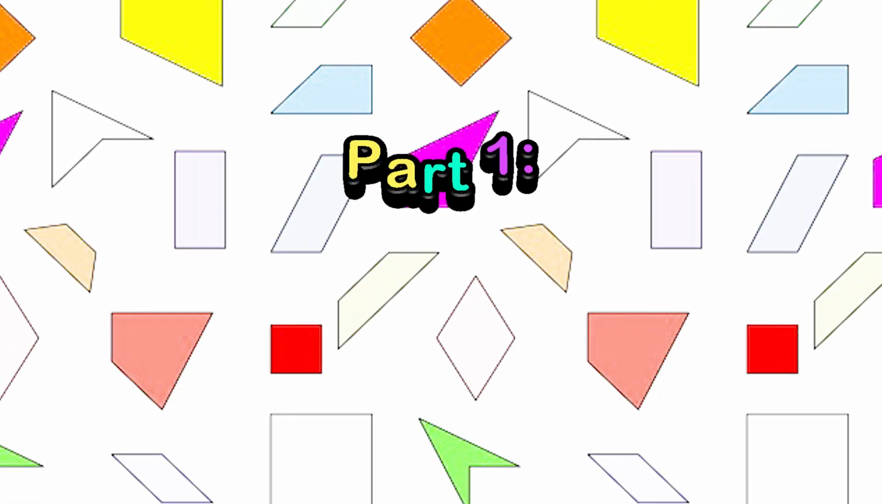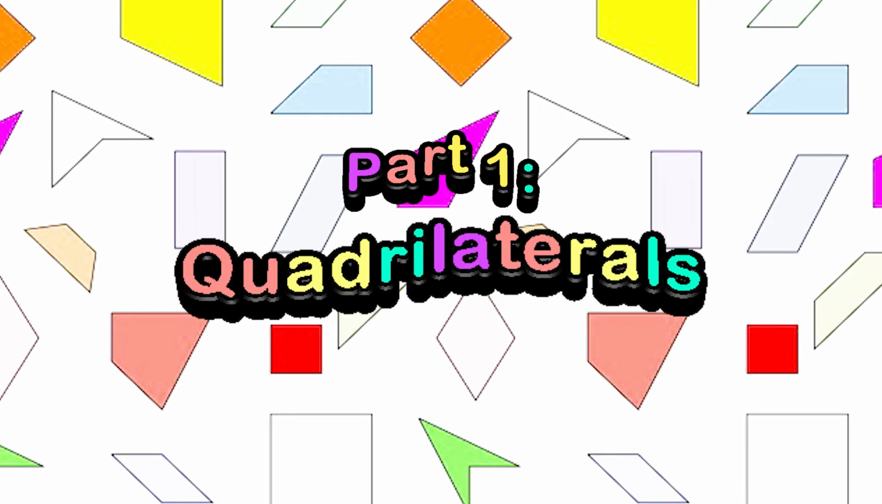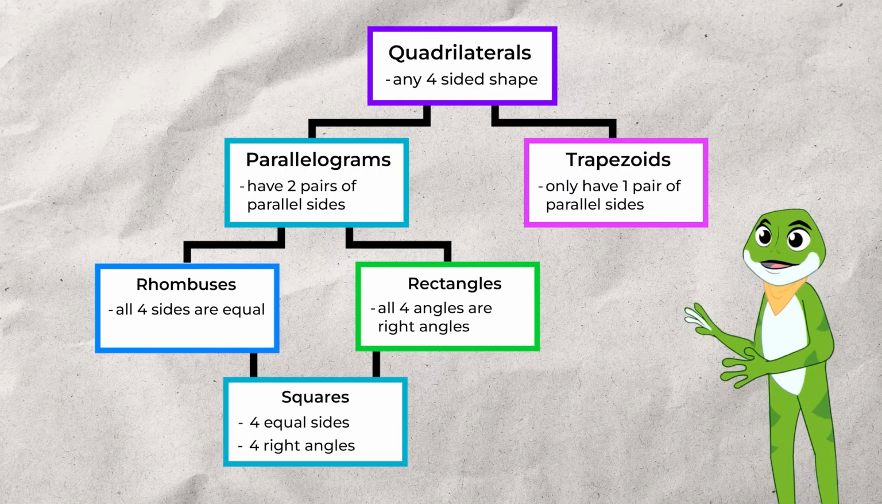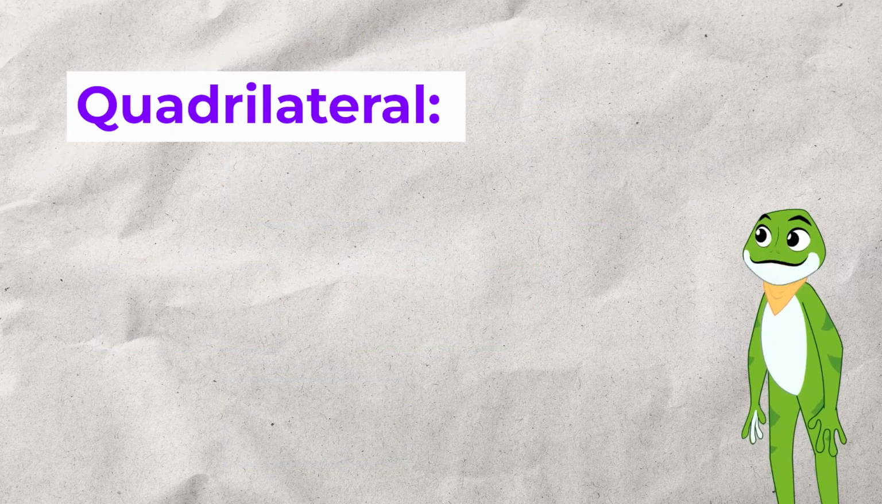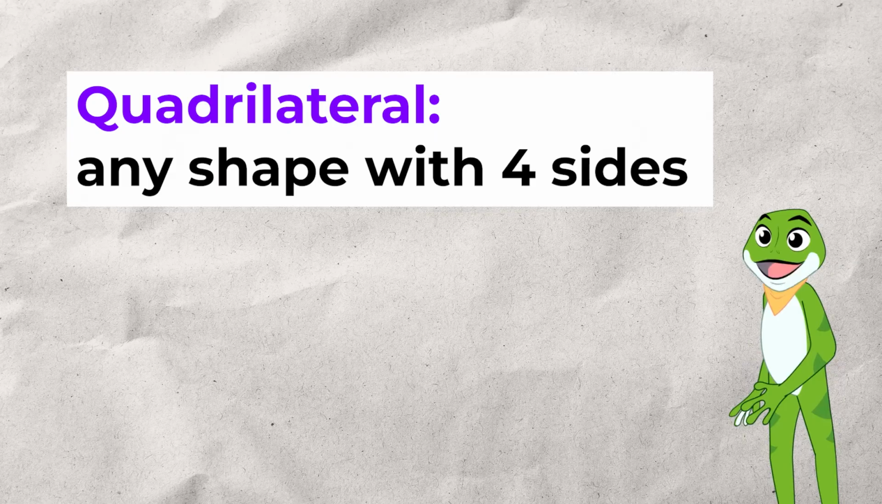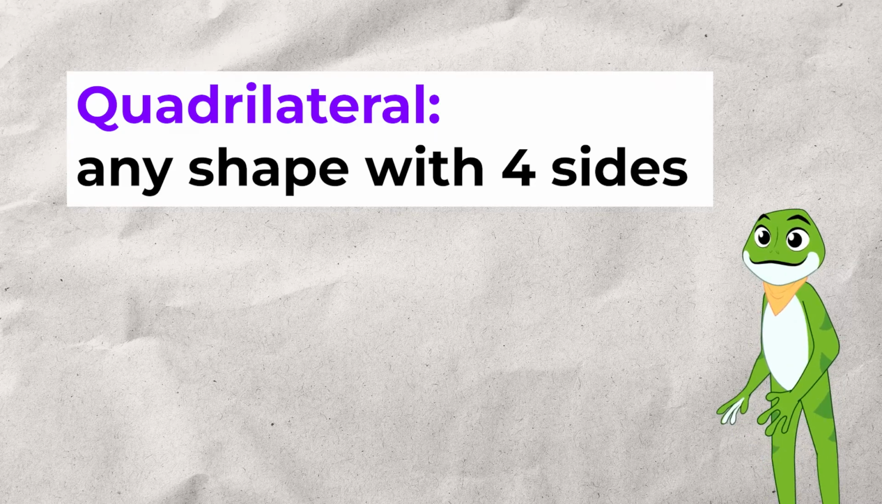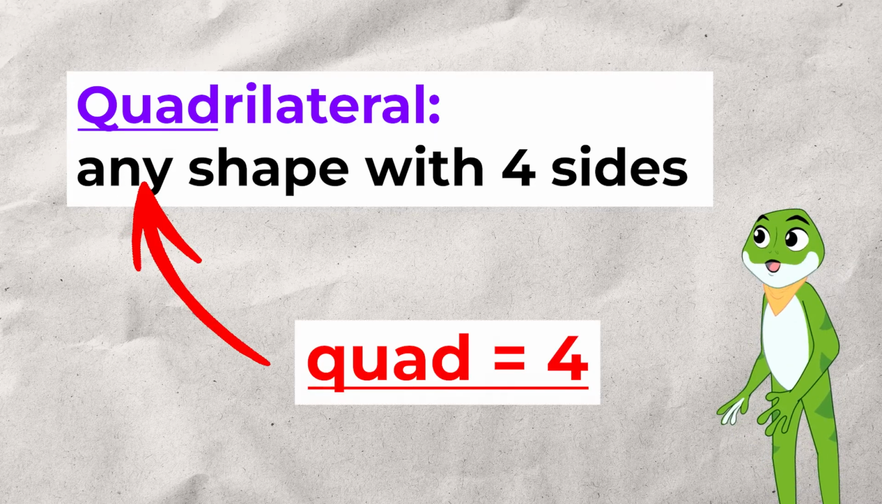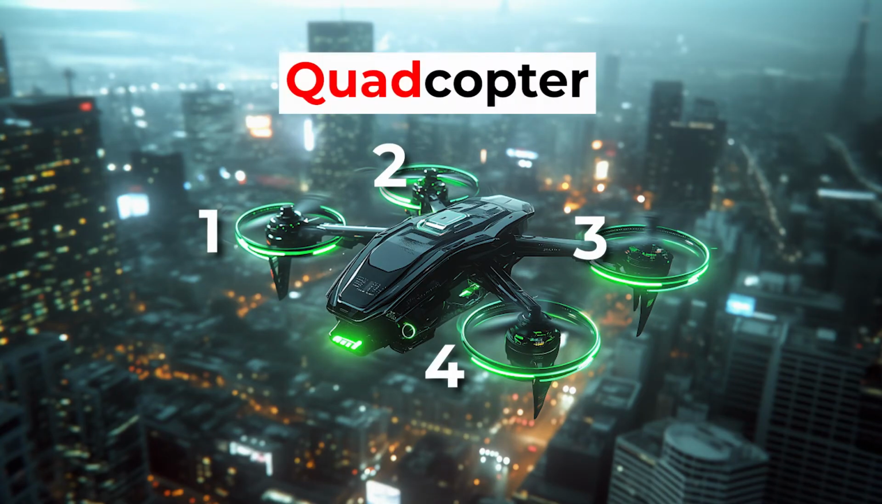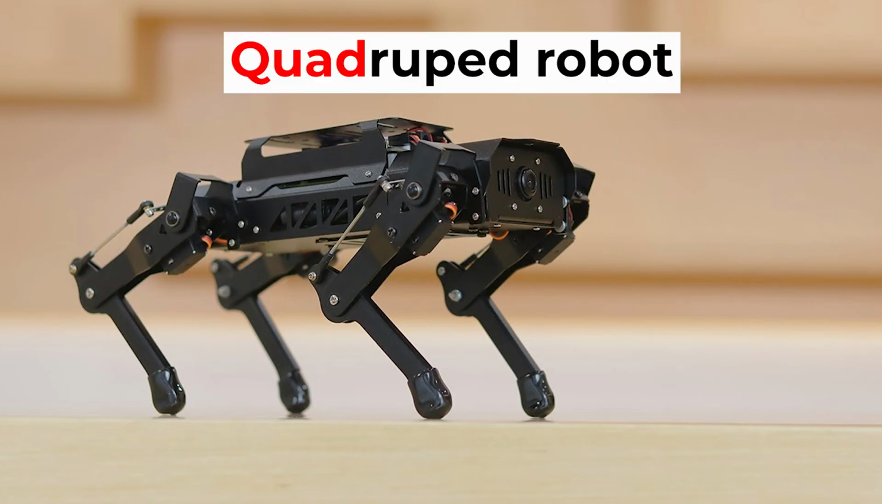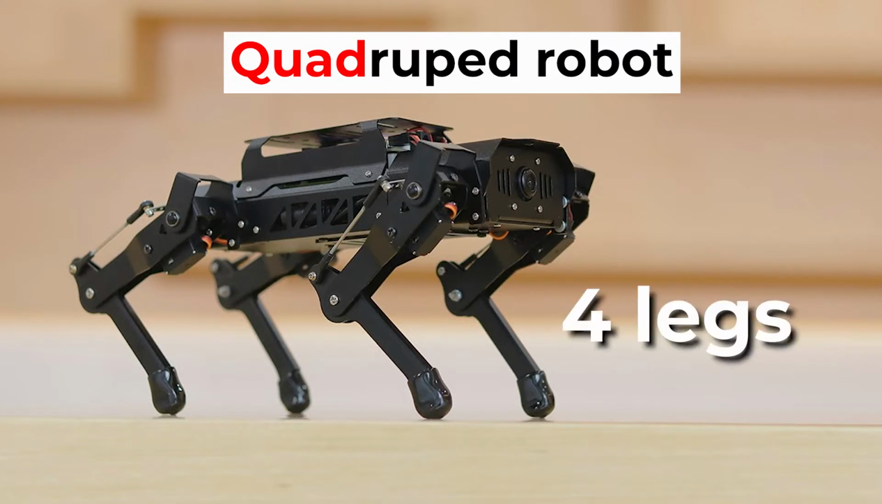Part 1. Quadrilaterals. We will start at the top of the diagram with a group of shapes called quadrilaterals. A quadrilateral is any shape with 4 sides. The root quad means 4. This is why a drone with 4 rotors is called a quadcopter, and why a quadruped robot is one with 4 legs.